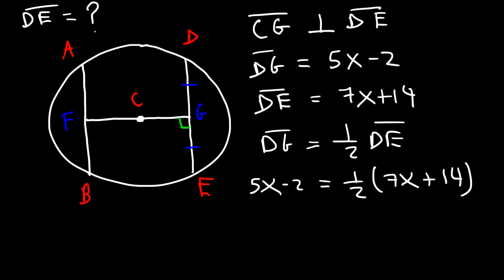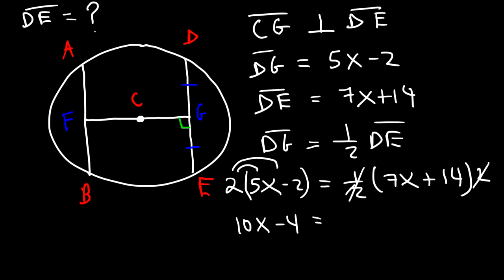Now, let's calculate the value of x. Let's multiply both sides by 2. So half of 2 is 1. And 2 times 5x is 10x. We need to distribute. And then 2 times negative 2 is negative 4. And once we get rid of the 1 half on this side, we don't need the parentheses, so it's just 7x plus 14. So now let's add 4 to both sides, and let's subtract both sides by 7x.